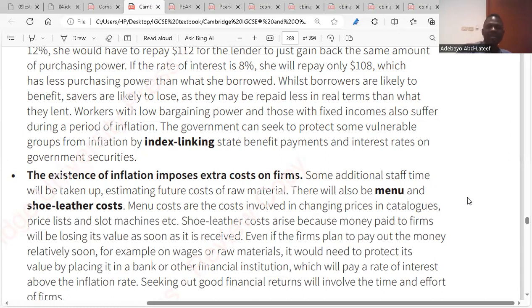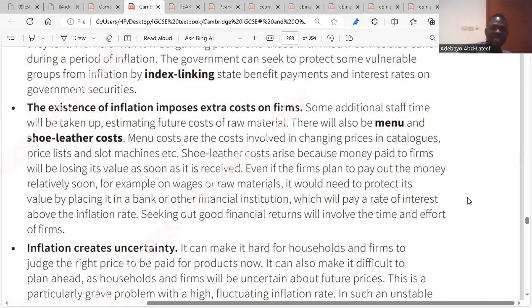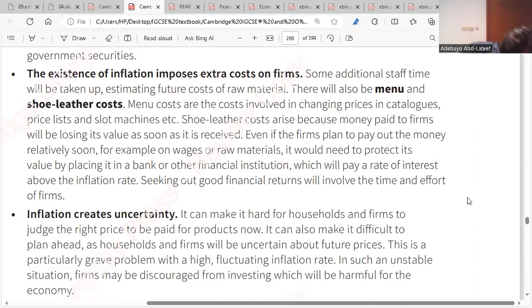Menu costs are the costs involved in changing prices in catalogs, price lists, and slot machines, etc. Shoe leather costs arise because money paid to firms will be losing its value as soon as it is received. Even if the firms plan to pay out the money relatively soon, for example on wages or raw materials, they would need to protect its value by placing it in the bank or other financial institutions, which will pay a rate of interest above the inflation rate. Seeking out good financial returns will involve the time and effort of firms.